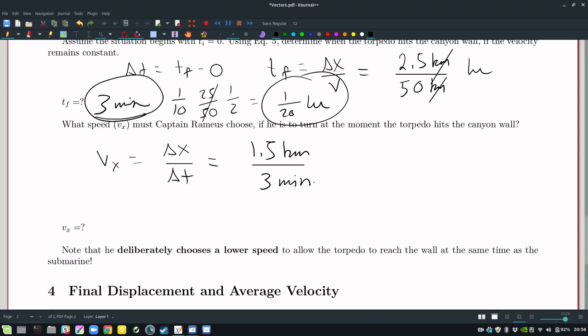So half kilometer per minute, but let's get this into maybe kilometers per hour. So if we have 60 minutes per hour, minutes cancel, we're left with kilometers per hour. And so we have 1.5 times 60, that's 90 over 3, which is 30 kilometers per hour.